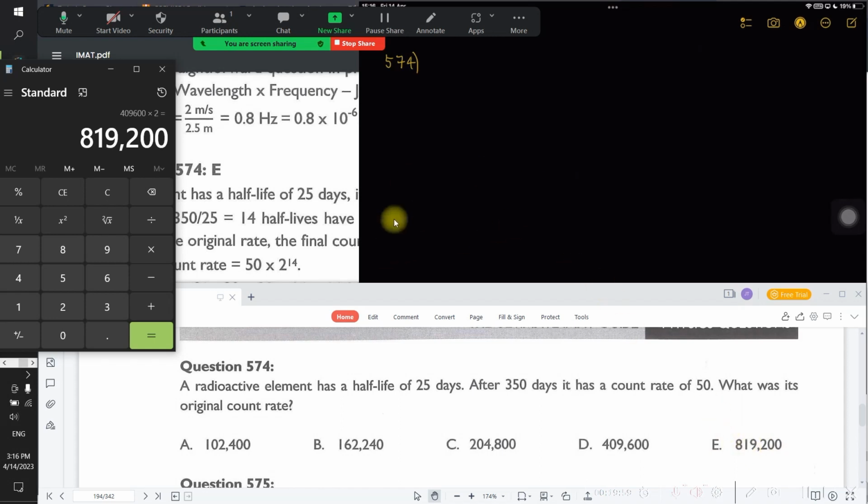Or you can actually do it according to the formula. Có thể dùng công thức. So basically, N equals N0 times 2 to the power of half-life. So you can say that the original count rate is this one. You have to find it, okay? Cái này là cái mình cần tìm, this is what you have to find. Now it's 50 equal to, you know, times 2. Half-life is, so basically half-life here it's 25 days.